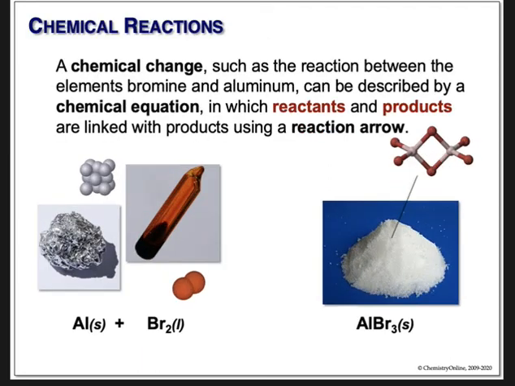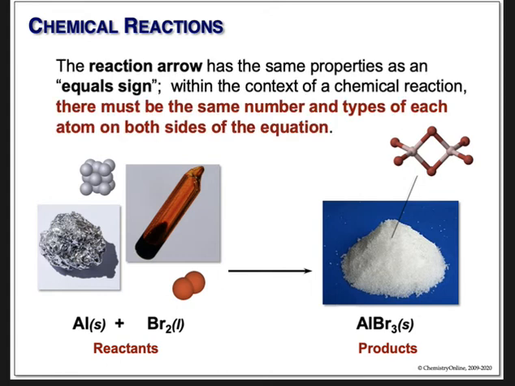All right, we've seen this many times. Chemical change can be described by a chemical reaction going from reactants to products. Here we have aluminum and bromine reacting to give aluminum bromide. We said that the arrow connecting reactants and products has the same properties as an equal sign. Therefore, there must be the same numbers of types of atoms and the same mass on both sides.